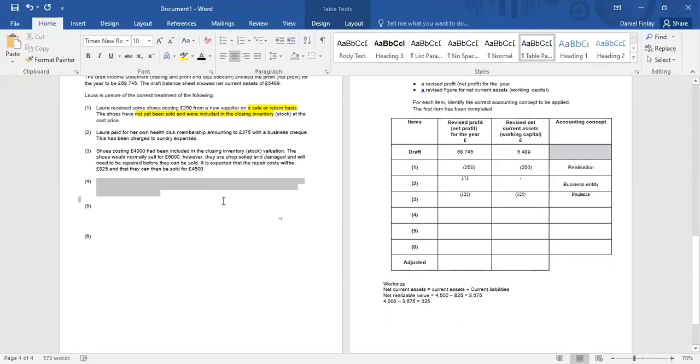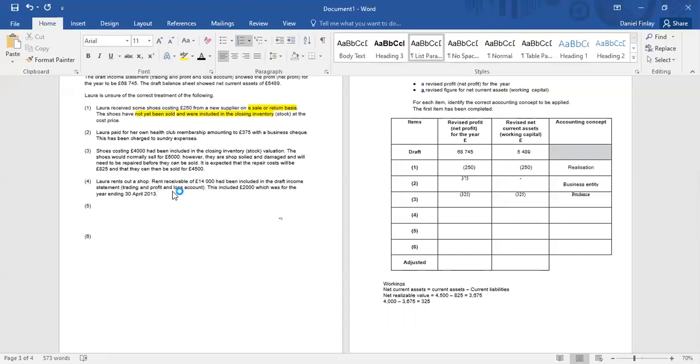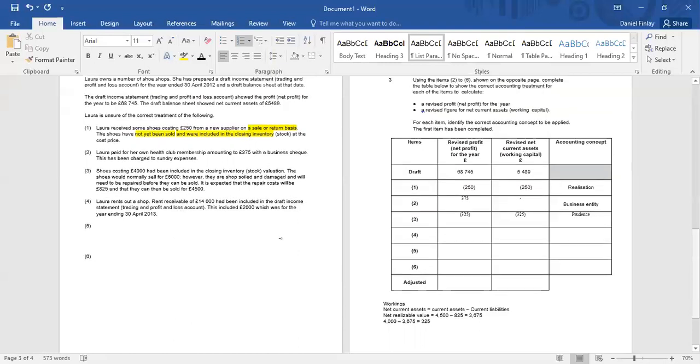Okay, fourth one. Laura rents out a shop. Rent receivable of 14,000 had been included in a draft income statement. This included £2,000, which was for the year ending 30 April 2013. So we double check this year was the year ending 2012, and that's 2013. So we have 2 different years.